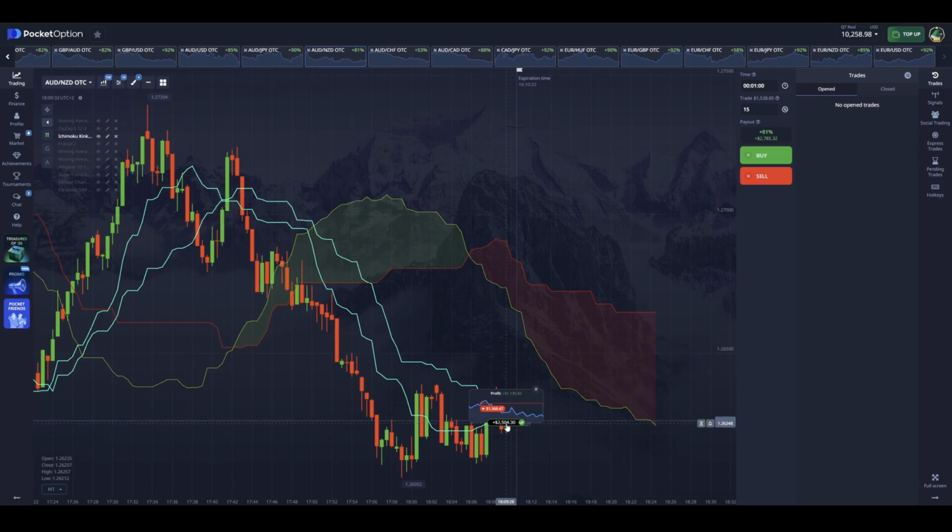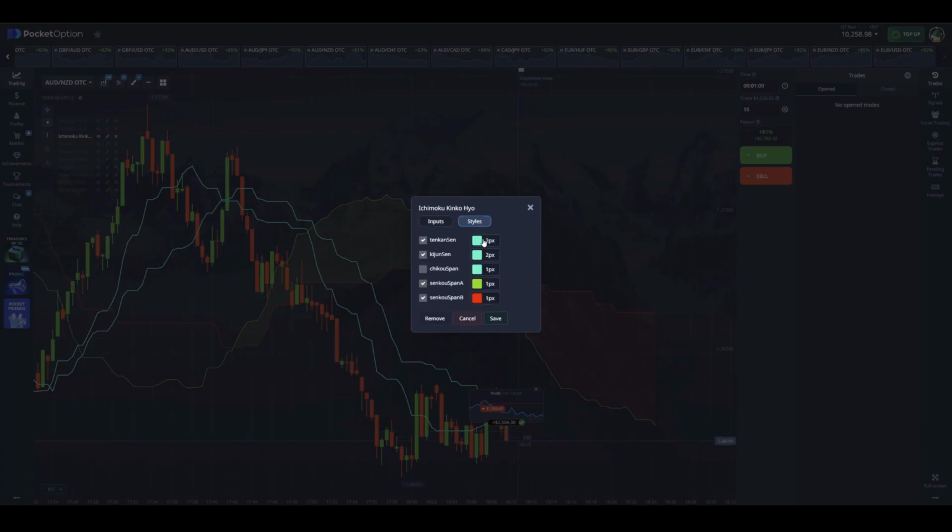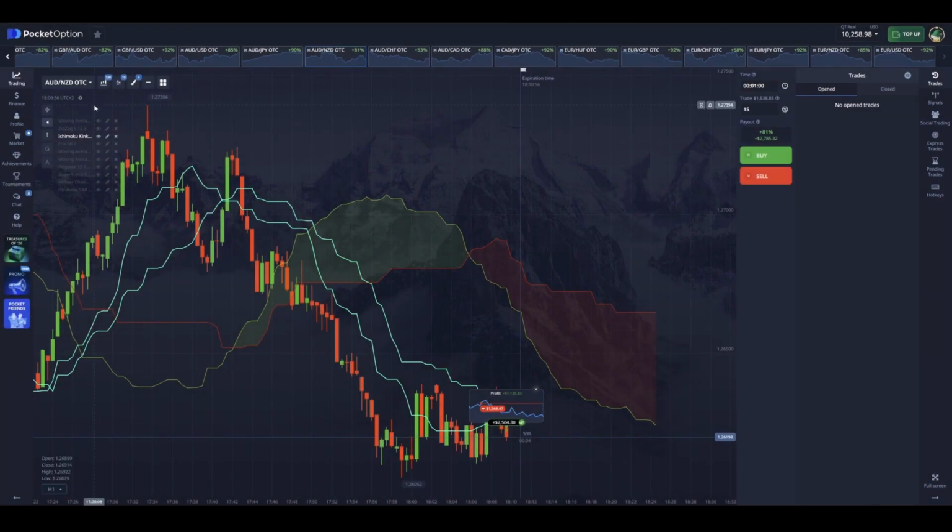An excellent trade brings me $1,100. Now I'll show you the settings. We set the following settings for Ichimoku: 15, 30, and 60, and for the thickness we set the following values. The first two lines are set to turquoise, 2 pixels each, and the third line is turned off completely. And accordingly we set the last line to red. Save. Our settings are completely ready.